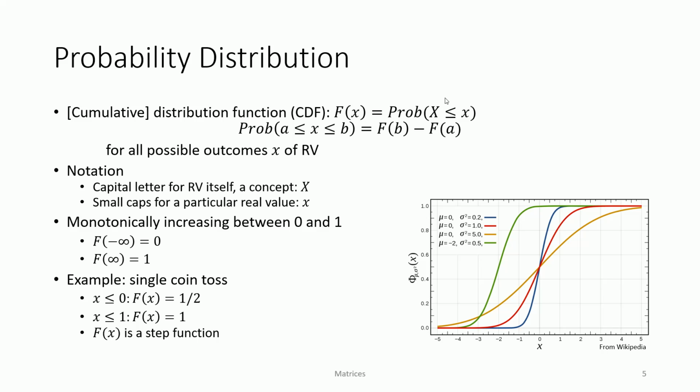Immediately from this definition, we can see that the probability that our random variable is between A and B is the CDF of B minus CDF of A. Because CDF of B means the probability that our random variable is below B, and CDF of A means it's below A. So if we are looking at the probability that the number is between A and B, then it must be F of B minus F of A.